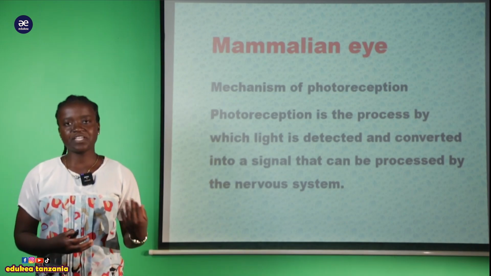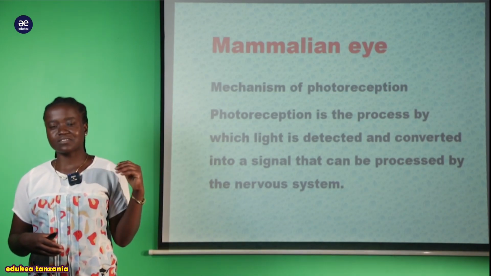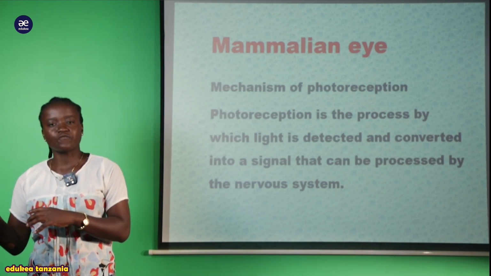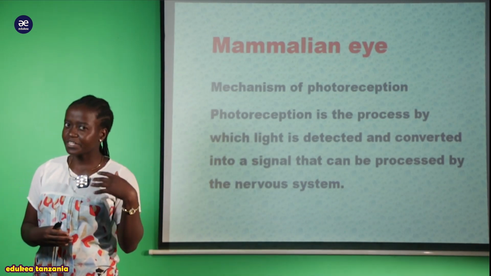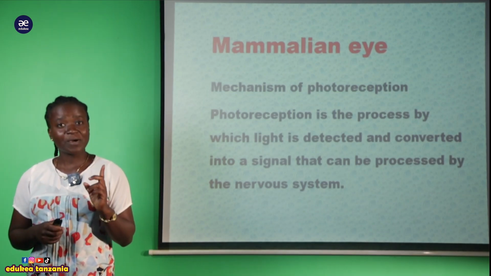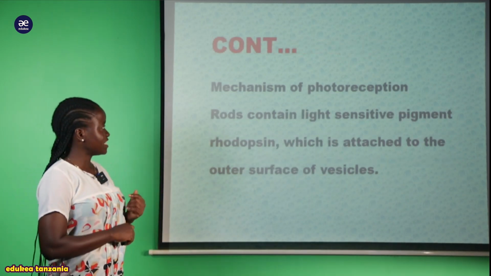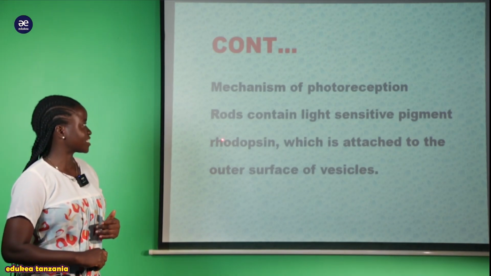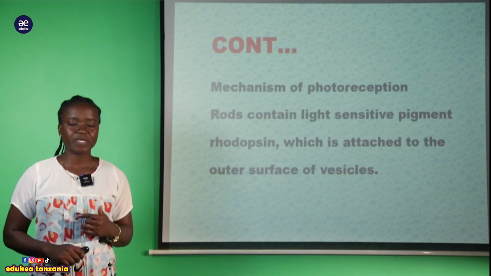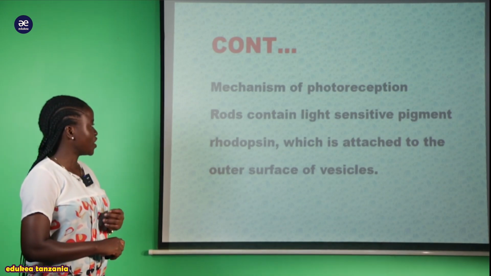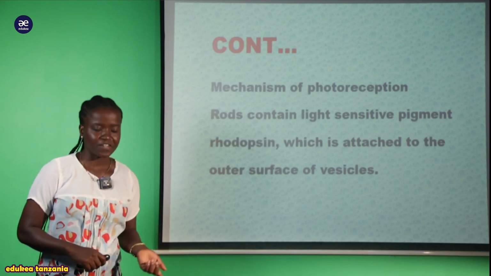So how is light converted into a signal that can enter the nervous system? That is when we are going to see the mechanism. Remember, we are discussing the mammalian eye. So for the mechanism of photoreception, rods contain a light-sensitive pigment called rhodopsin, which is attached to the outer surface of the vesicles.